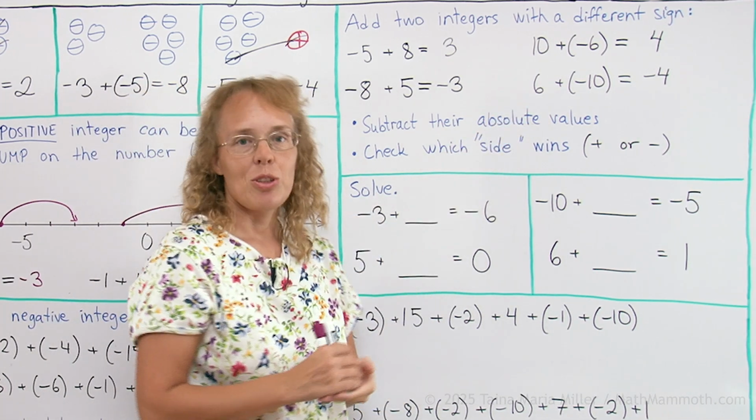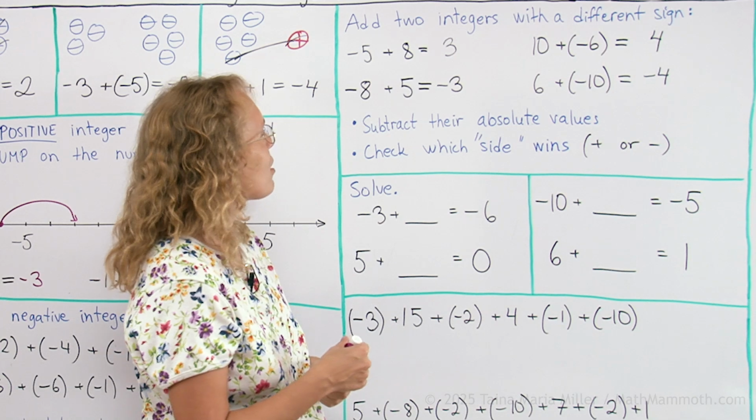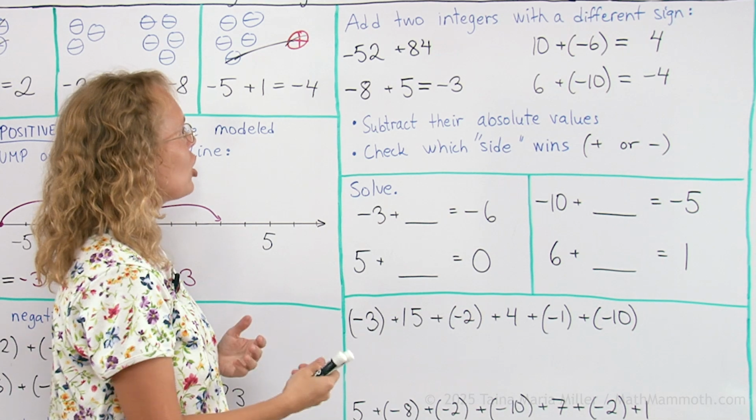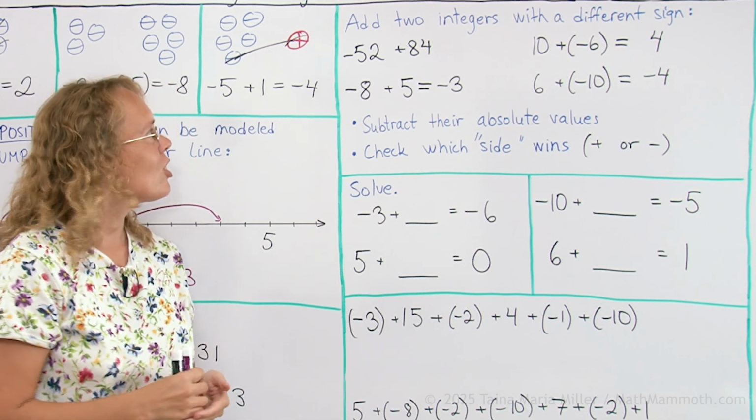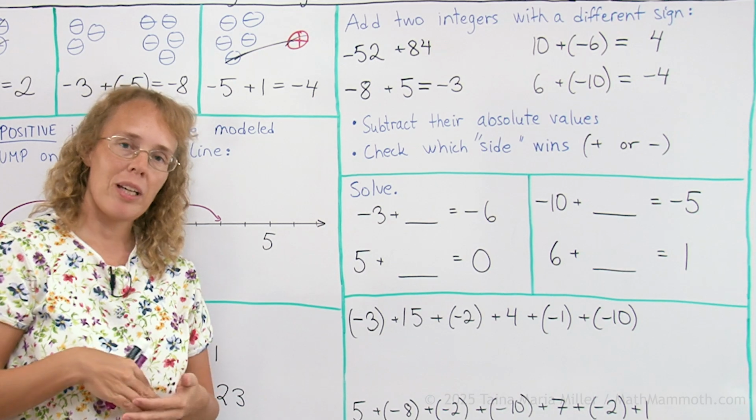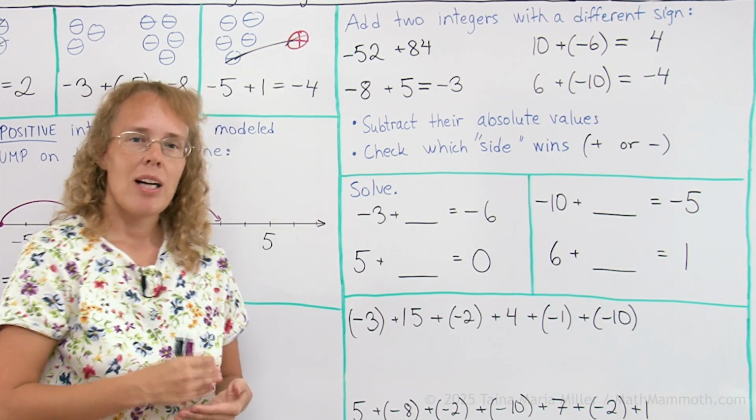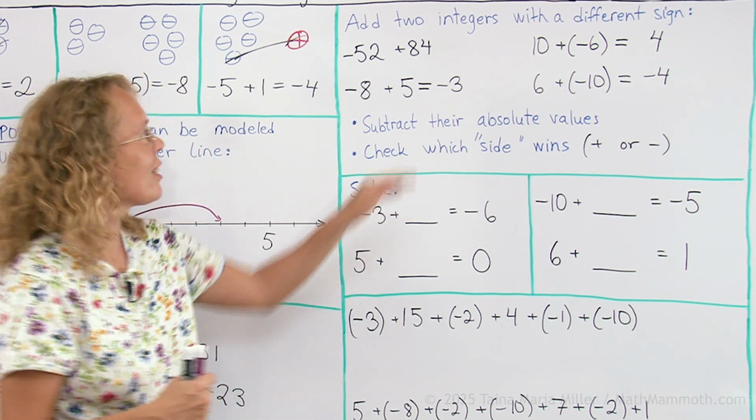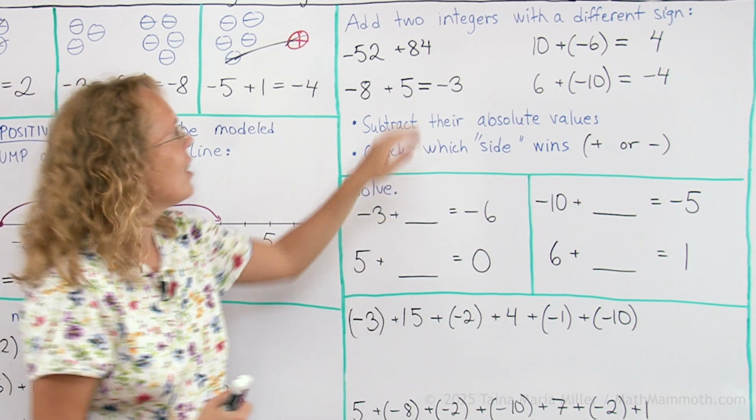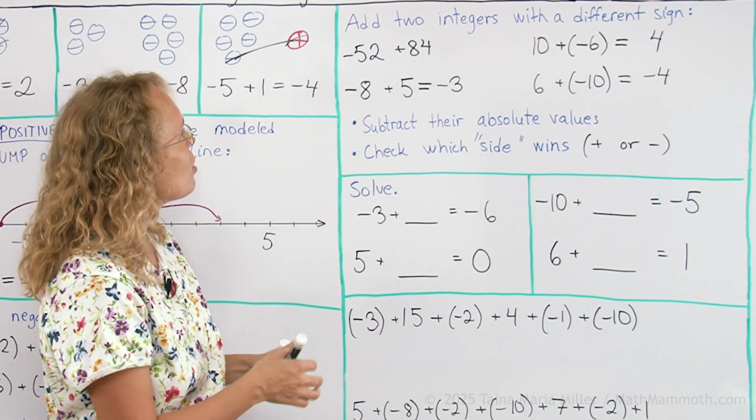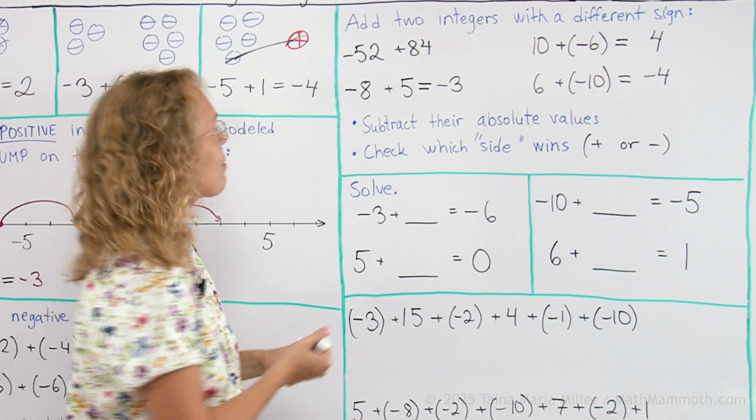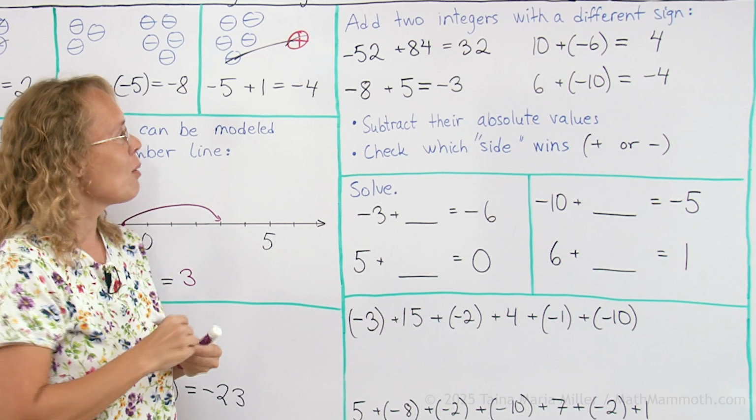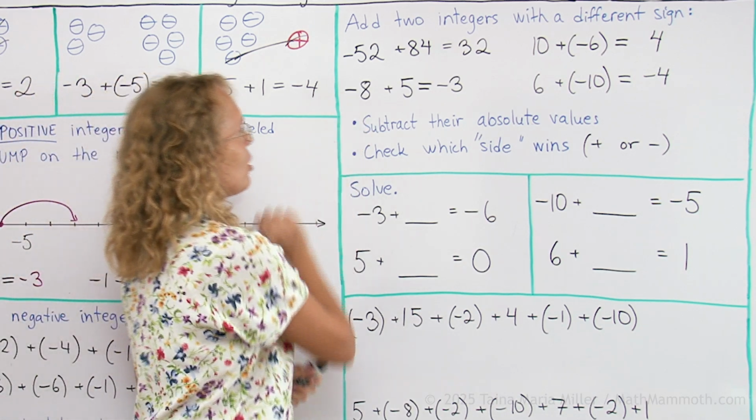But this is the idea you need to use if you had more difficult numbers, such as if you had something like that, -52 plus 84. Okay, that's an addition. I can see the positive side will win, but by how much? By how much will the positives win over the negatives? That I find out by subtracting the absolute values, or the plain numbers. 84 minus 52 would be 32, right? And it was the positive side that won, so to speak.